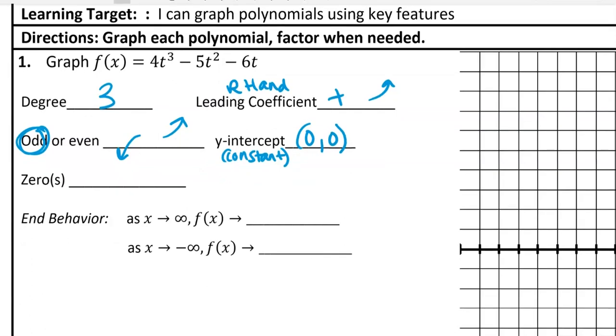As for the end behavior, as x approaches infinity, that's going to the right. What is the right hand doing? It's going up towards positive infinity. As x approaches negative infinity, that is towards the left hand, what is the left hand doing? It's going down towards negative infinity.